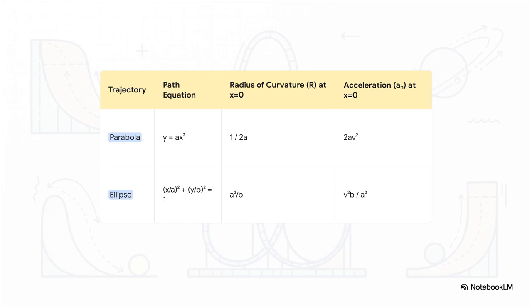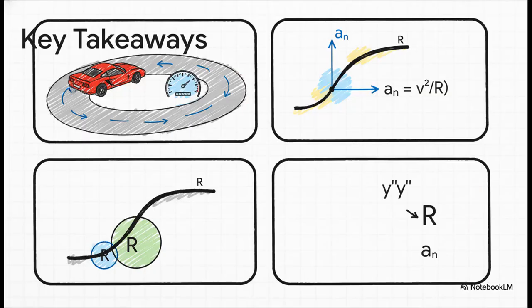The acceleration you need to keep a particle on a path is dictated entirely by how sharply that path is bending at that exact moment in time. So what are the big takeaways here? First, and this is the most important one, acceleration is about any change in velocity, not just a change in speed. Second, for anything moving on a curve, that change is driven by normal acceleration, which is always v squared over r. Third, that r, the radius of curvature, is the crucial link connecting the geometry of the path to the physics of the motion.